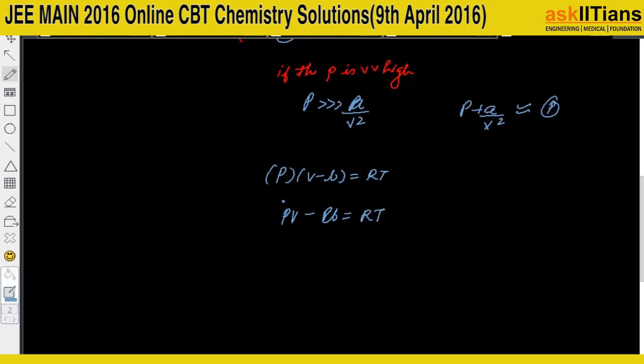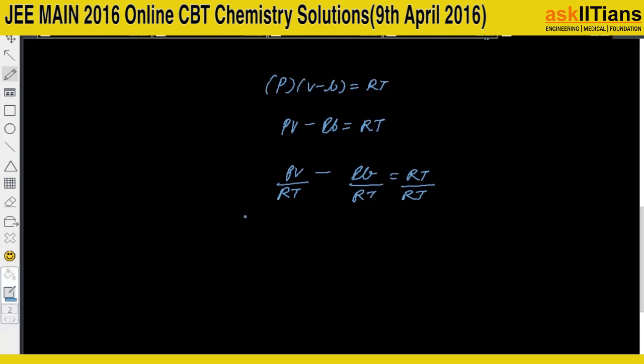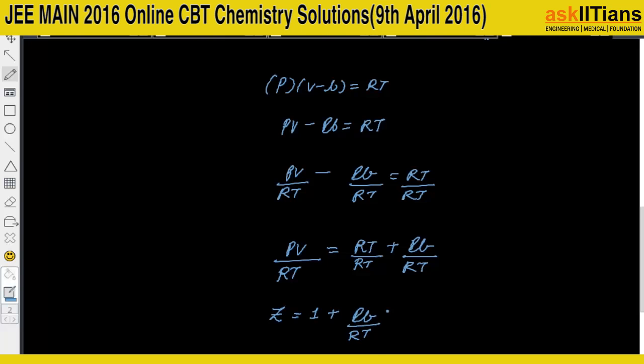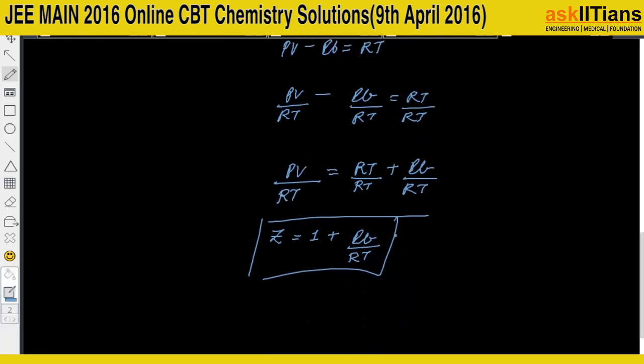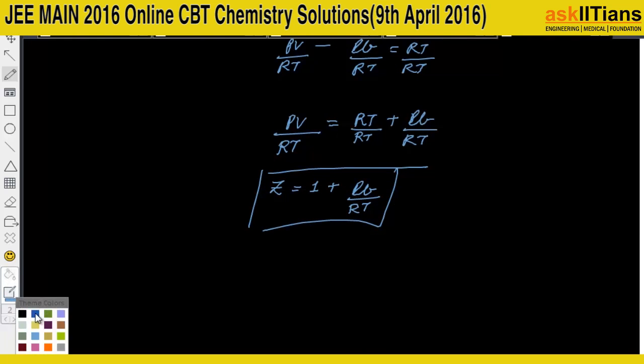If I divide the complete equation by RT, I'll get PV/RT − Pb/RT = RT/RT. The equation simply comes out to be PV/RT = RT/RT + Pb/RT. That means Z becomes equal to 1 + Pb/RT. So this is the value of the compressibility factor if the value of pressure is high enough.